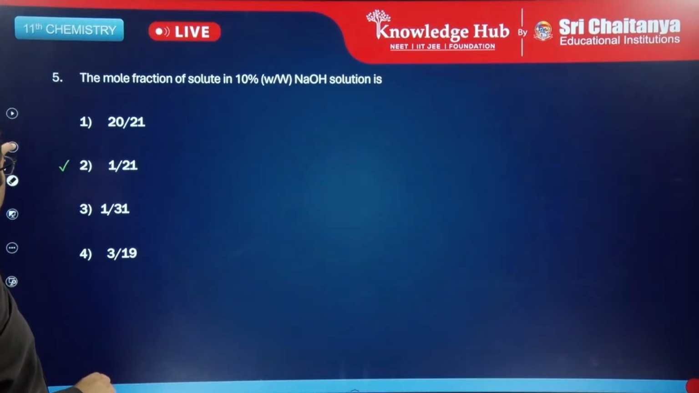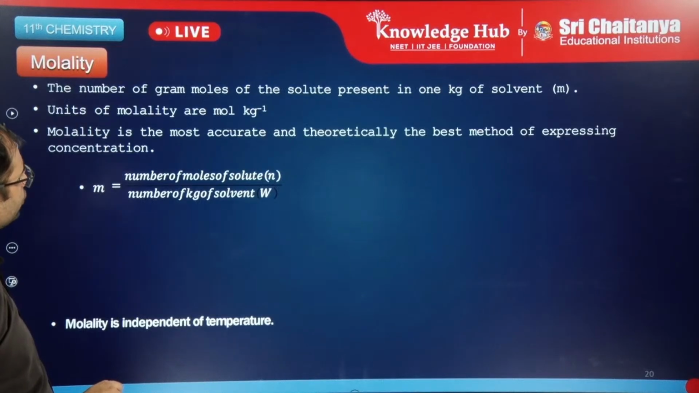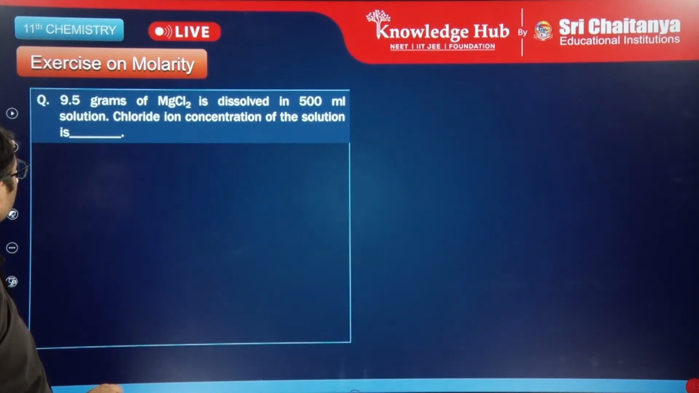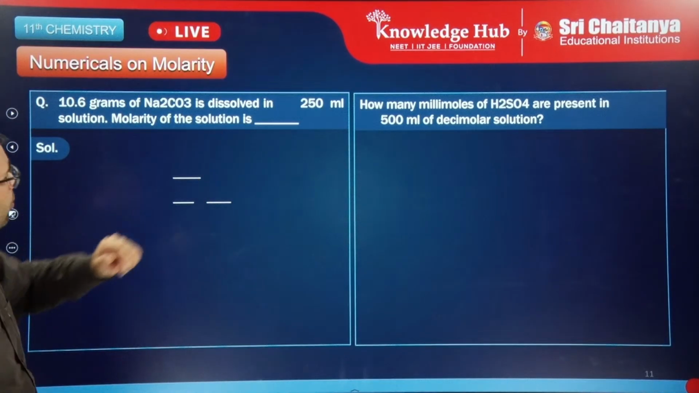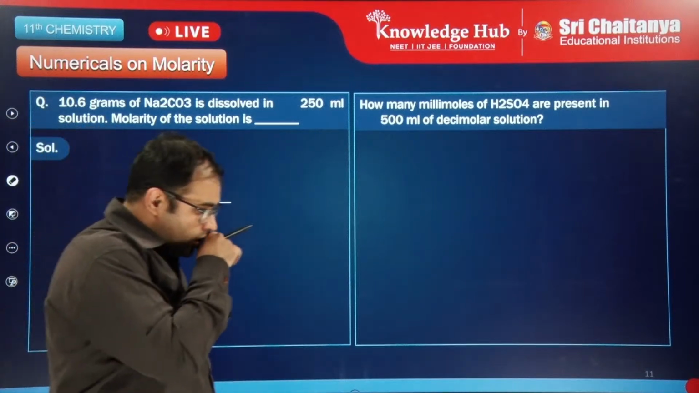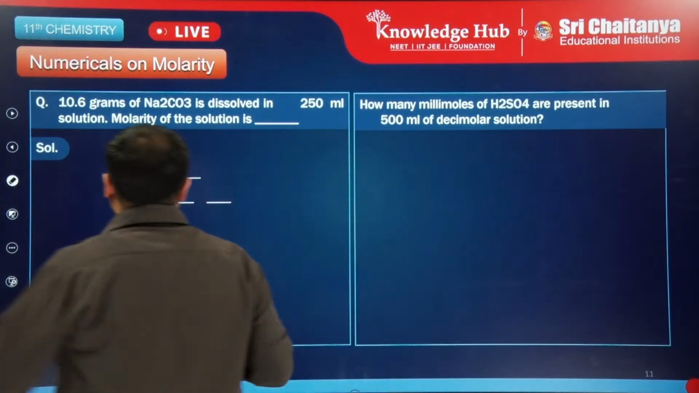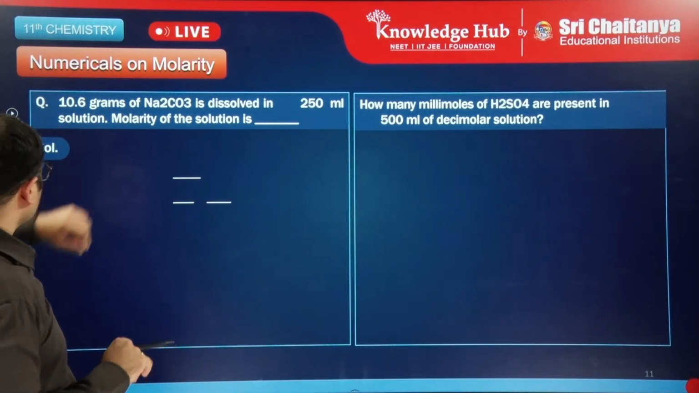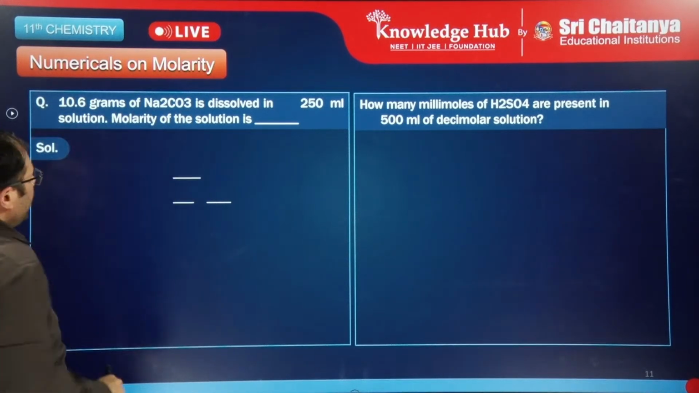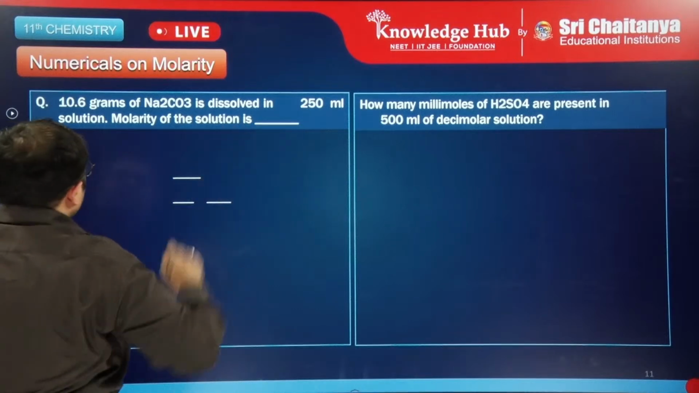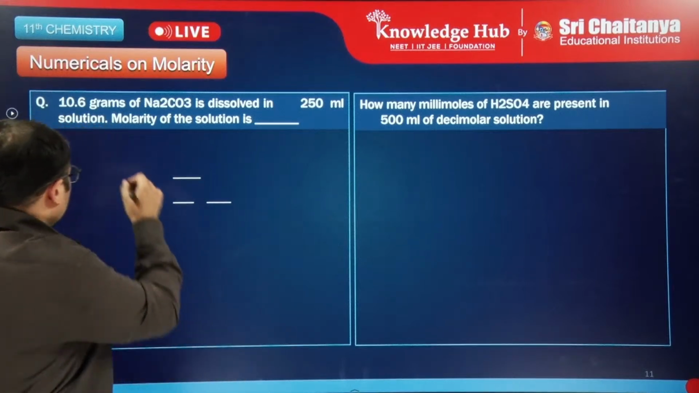So these are some questions. There are some more questions which were there in the slide previous. Let me just display them also for your understanding. See, this is one more question, right? Try and solve all these questions at home. Let me solve one of these questions, like this question, where you have 10.6 grams of Na2CO3, right? Dissolving in 250 ml of solution, molarity of the solution you have to find, right?